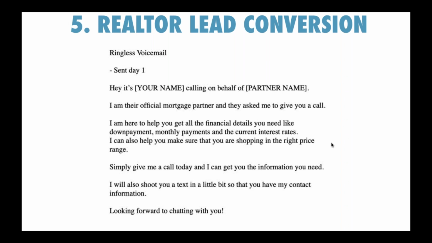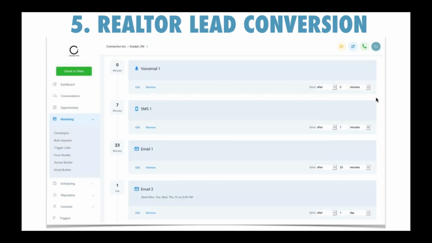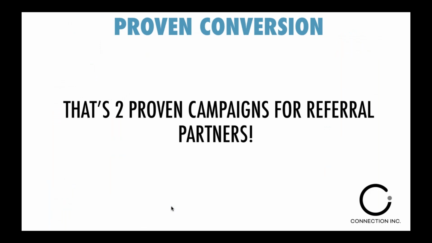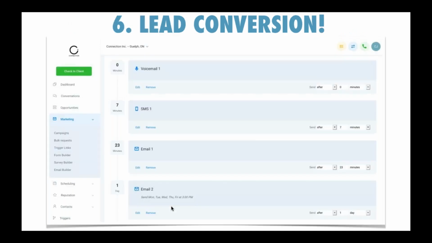Again, you record that ringless voicemail once and every new lead that realtor sends you gets that ringless voicemail. And this is what the conversion looks like. When you load them into the system, they get the ringless voicemail, then they get the follow-up text, then they get the follow-up email 23 minutes later, and then it cools off for a little bit and just follows up one day, day 3, day 5, day 7, with nice, friendly messages, just helping those people. And again, it works well. So that's 2 proven campaigns that we've seen work for referral partners.